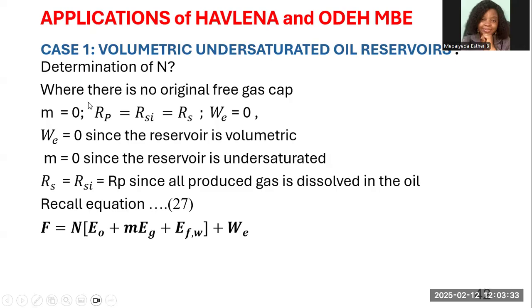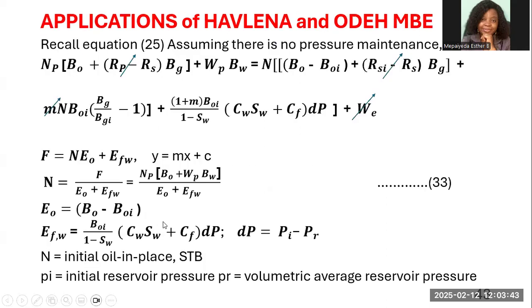Okay, so your m is 0, your Rp equals Rsi equals Rs, and your We equals 0. Okay, so that's all we have here. And then, what happens? Let's recall our equation 25. You know your equation 25. Let's recall it. Okay, we have it here. So what happens when your Rp equals Rs? This becomes 0. Your We is 0.